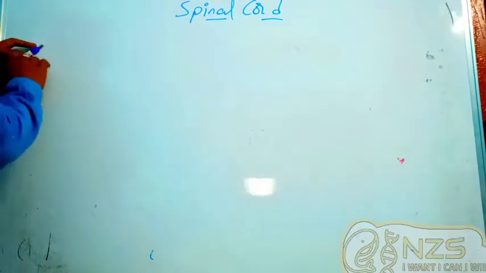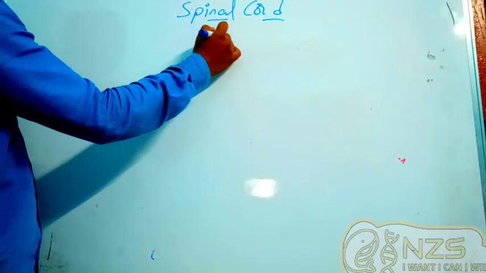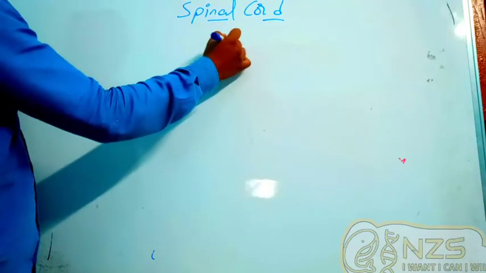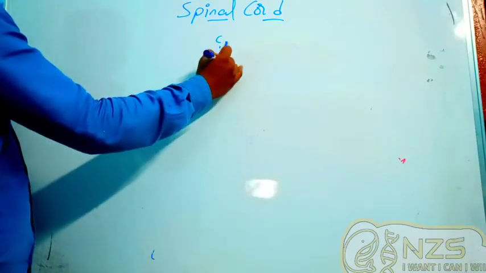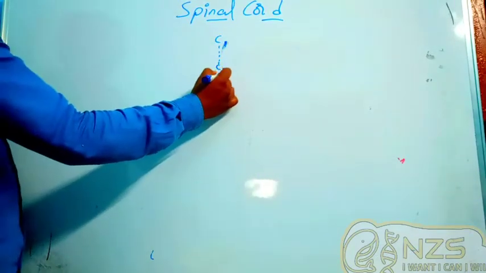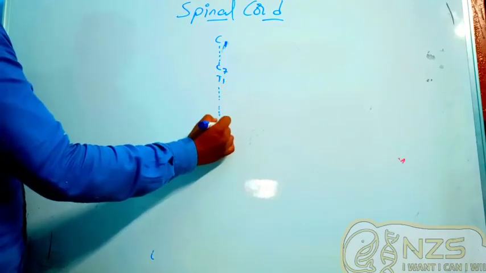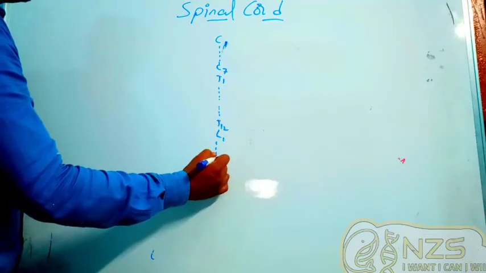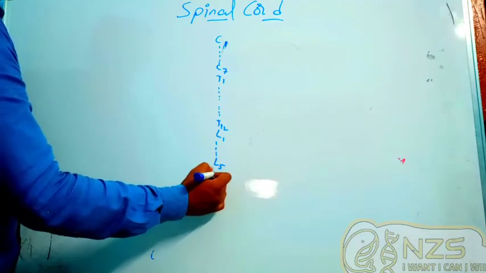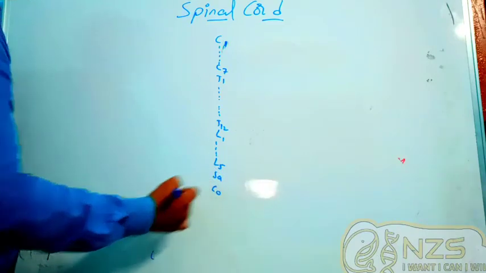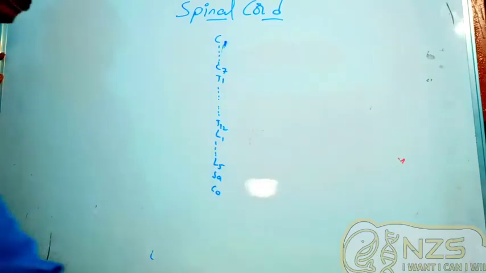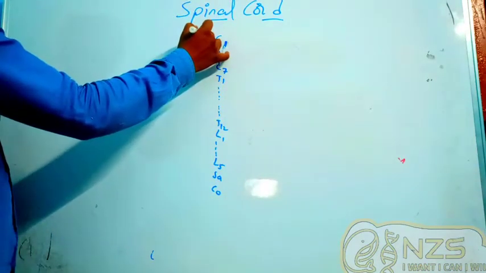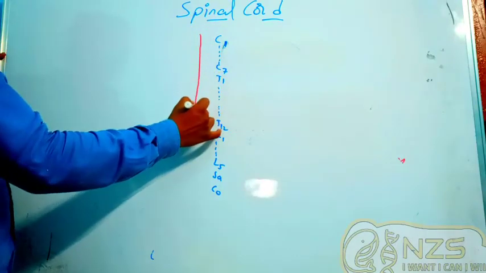I'll just put a small rough diagram. Here we have C1 to C7, then T1 to T12, then L1 to L5, then sacral, then coccygeal. The spinal cord will come all the way from the foramen magnum, through the foramen magnum into the vertebral column, and it continues up to L1.